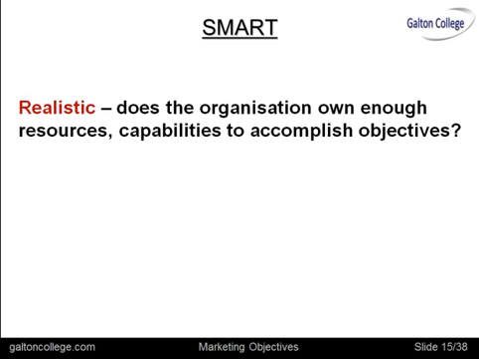The R is realistic. Does the organisation have enough resources and capability to accomplish the objectives? Back to, are the objectives achievable? Is it realistic? Are the objectives realistic? Are there too much, or for that matter, are there too little? Could it achieve more?